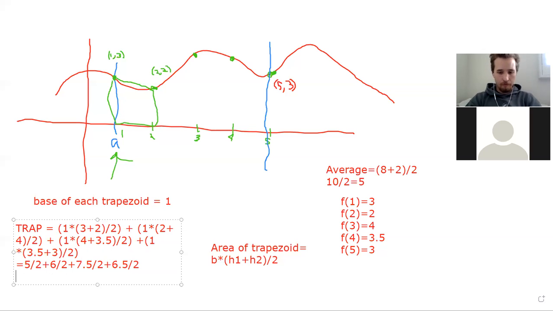So 5 plus 6 is 11, plus 7.5, 18.5, and then 6 plus 6.5 is, what, that's 25 over 2? Is that right? And so that's how you get the area using trapezoids.